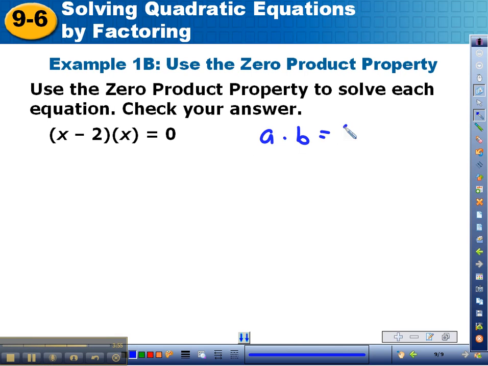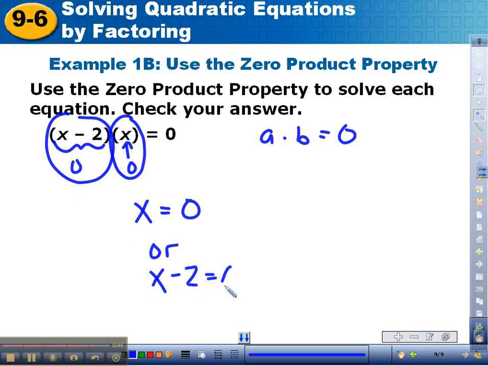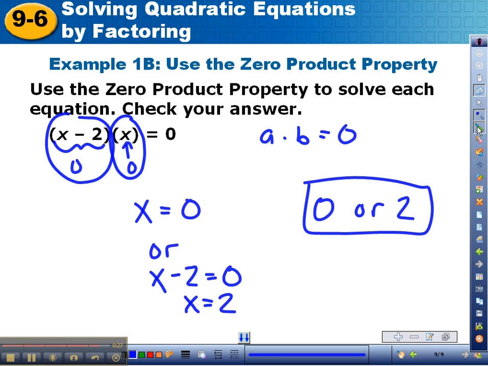Remember, a times b must equal 0. Either this part has to be 0 or this part right here has to be 0 in order to get a product that's 0. So if I look at this right here, that means x has to be 0. If I look at this part right here, x minus 2 has to be 0. If I solve for x, that means here x has to be 2. So with this kind of situation, my solutions, my x-intercepts, are 0 or 2. Be careful on this one right here. Kids seem to want to forget that one there.